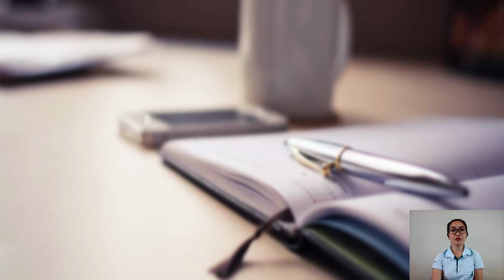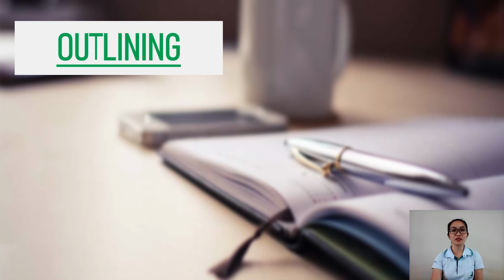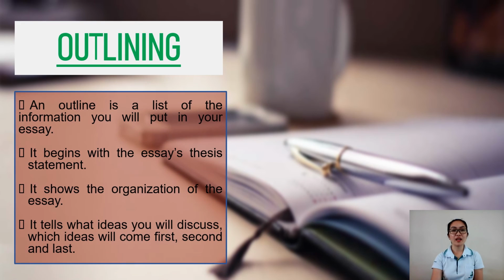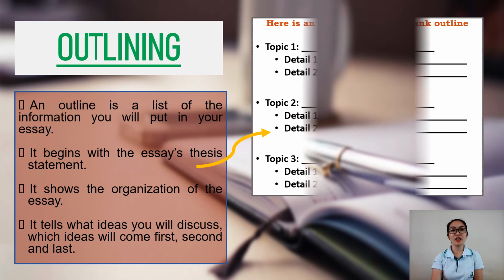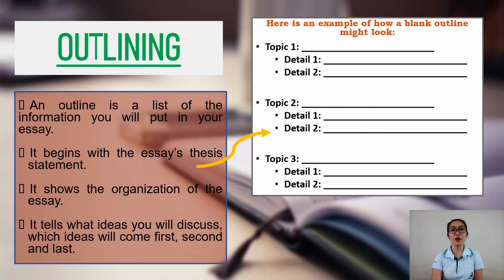Now let's recall first our knowledge of outlining. So again, an outline is a list of the information you will put in your essay. It begins with the essay's thesis statement, it shows the organization of the essay, and it tells what ideas you will discuss, which ideas will come first, second, and last. Now here is an example of how a blank outline might look like.